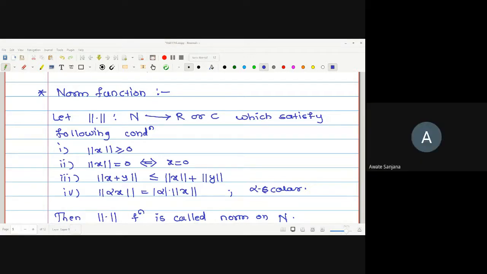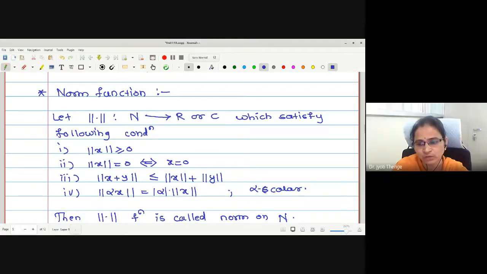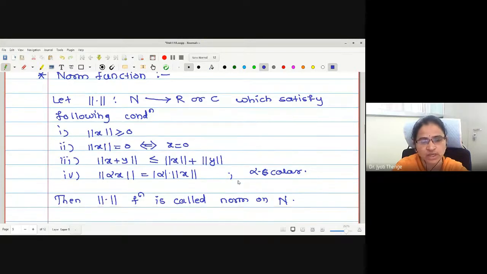Now we will try to understand how it is a generalization and how those 4 conditions give us the generalization, and the geometrical interpretation of every condition.